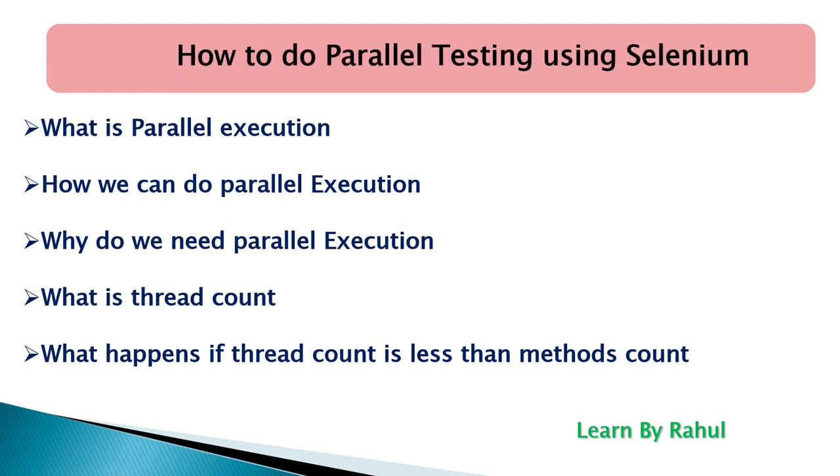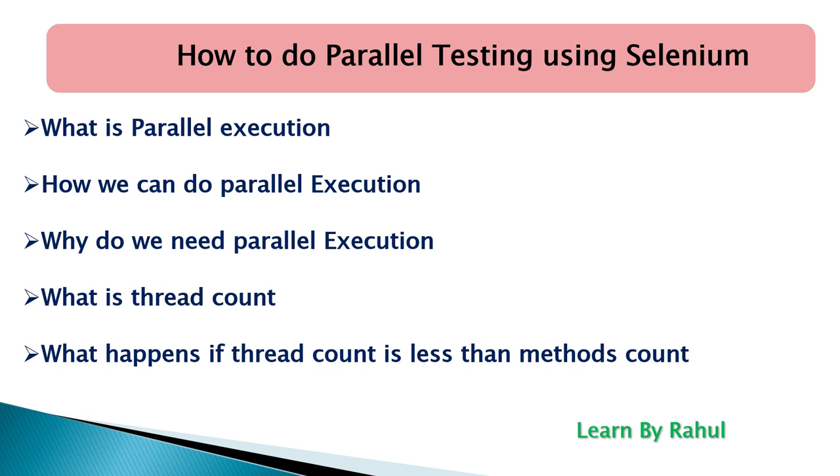important topics from an interview point of view as well as from a testing point of view. So let's understand how to do parallel testing using Selenium. Firstly, we need to understand what parallel execution is. Then we will learn how we can do parallel execution, why we need parallel execution, and what thread count is. And what happens if the thread count is less than the method count. So firstly, we understand what parallel execution is.